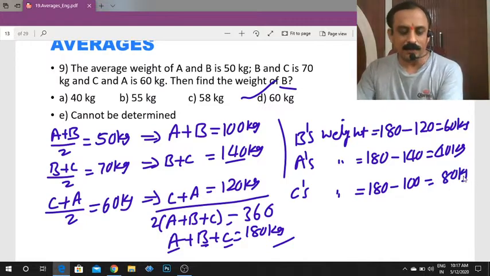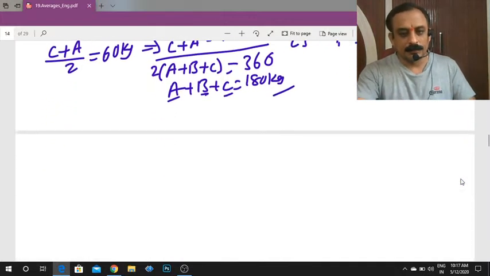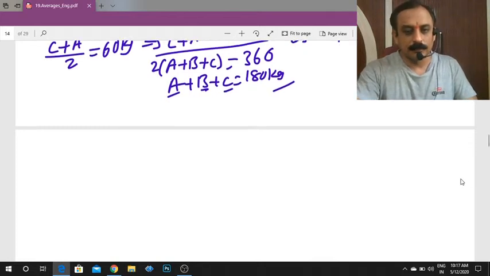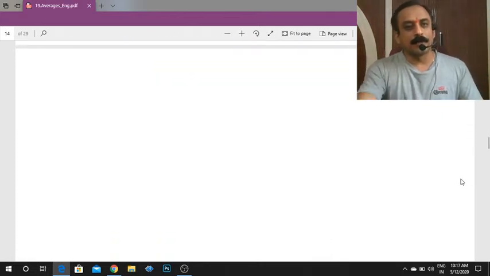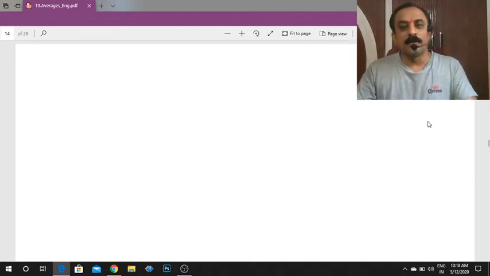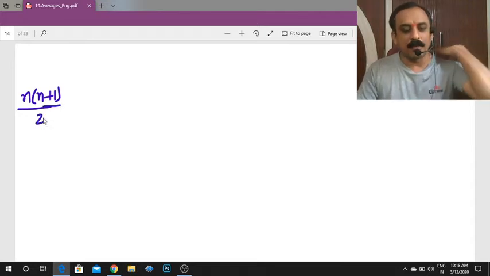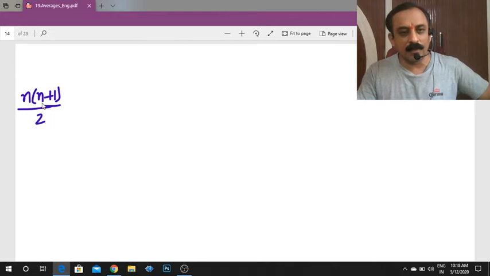Okay. So now next question. Now some simple formulas. Please remember, I will give some important formulas. What is the sum of first 10 natural numbers? The sum of first n natural numbers is equal to n into n plus 1 by 2.